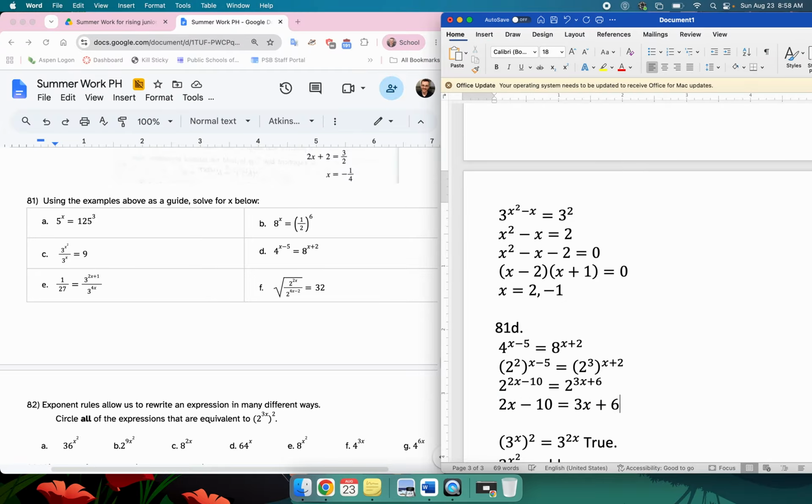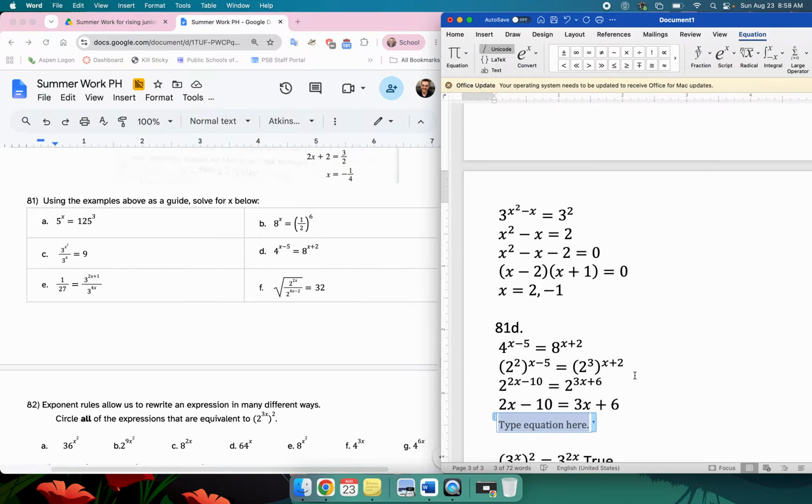That's going to give me this guy right here. So I equate the exponents. Linear equation: subtract 3x on both sides, I get -x. Add 10 to both sides, I get 16. So apparently x is 16.